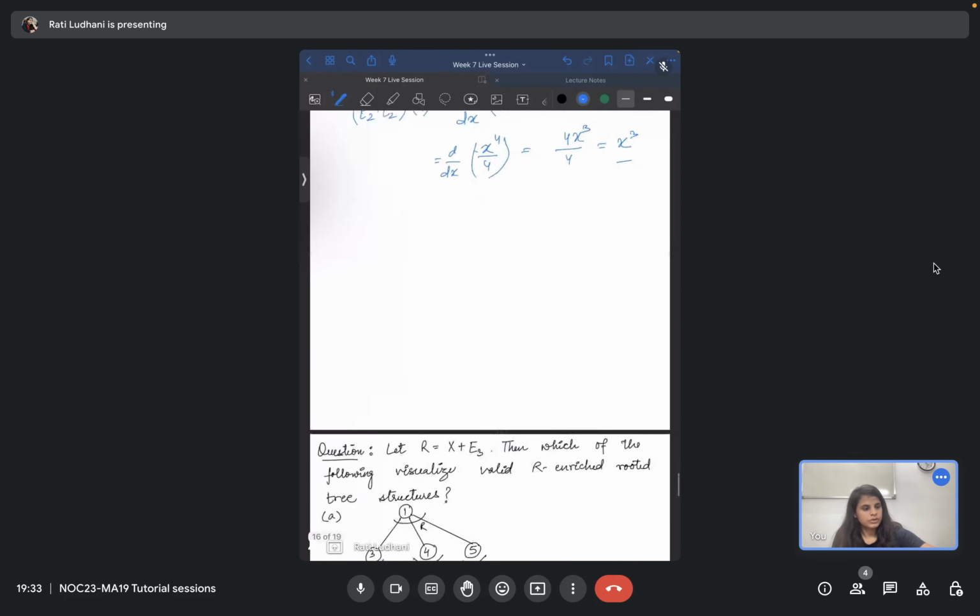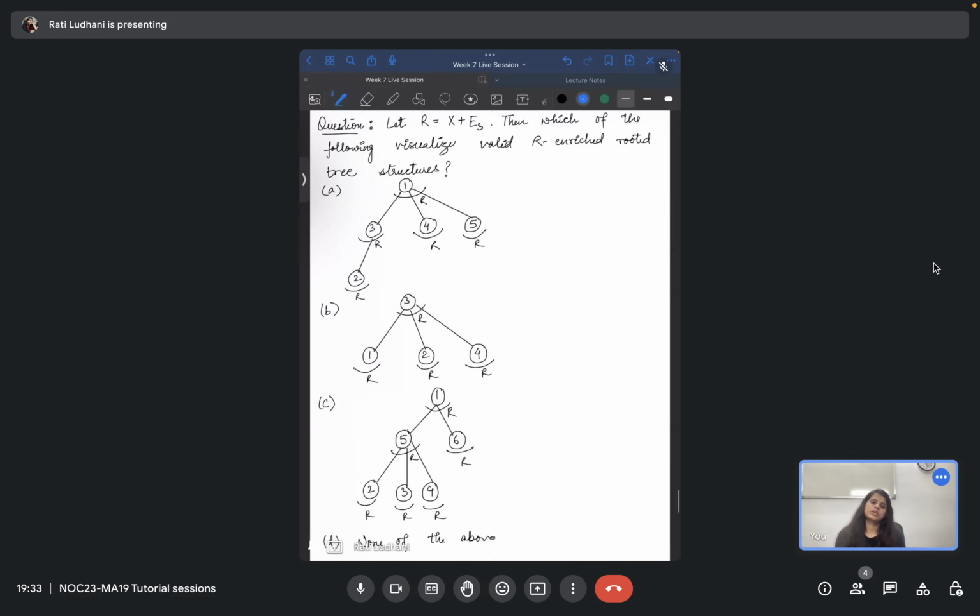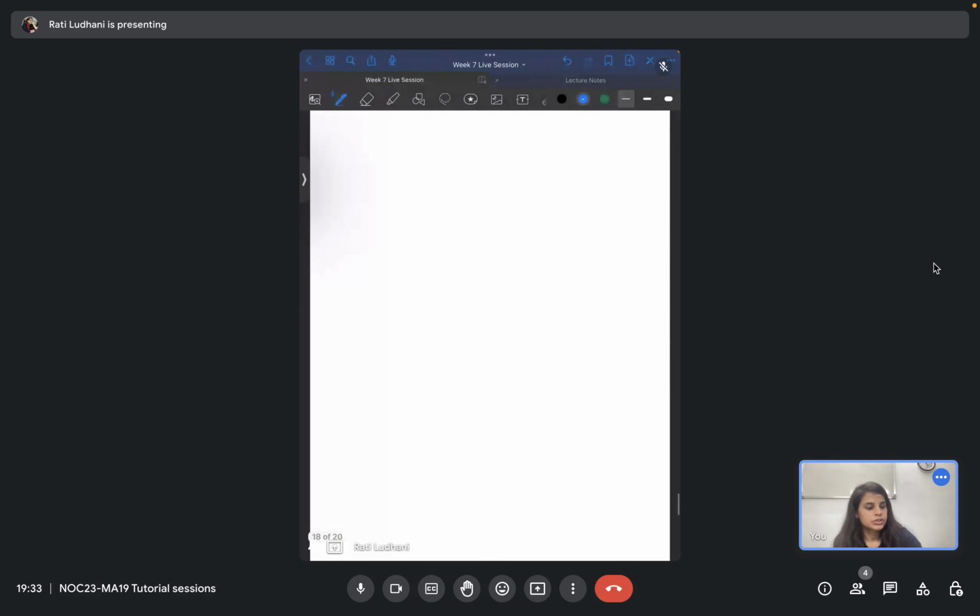Okay, let's move to the next question then. Let R be equal to x plus e3. Which of the following visualizes a valid R-enriched rooted tree structure? Okay, so let's recall what is an R-enriched rooted tree.